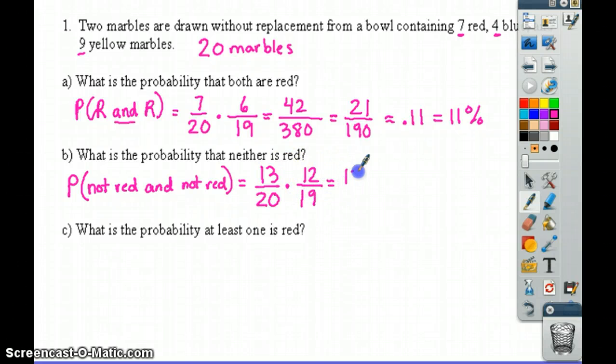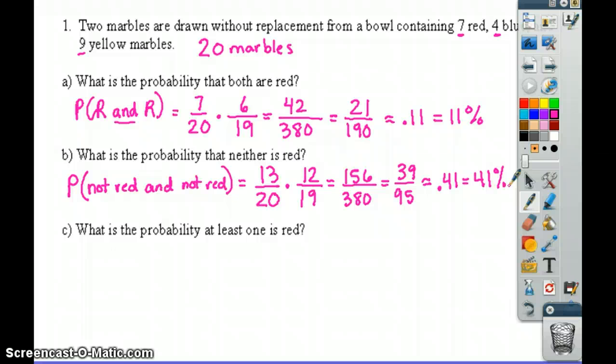13 times 12 is 156. 20 times 19 is 380. This once again reduces. Or I could find out what 39 divided by 95 is. It ends up being about 0.41 or 41% of the time. So when we reach in and pick these two marbles out, 41% of the time, the marbles will both be not red. They'll be blue or yellow.